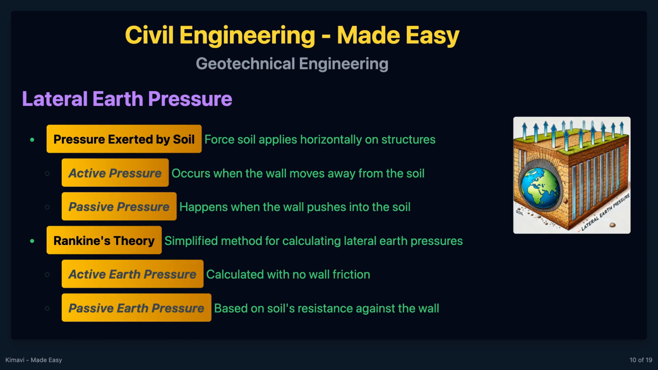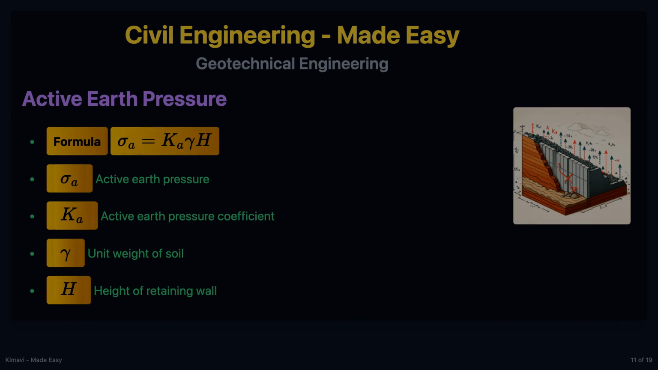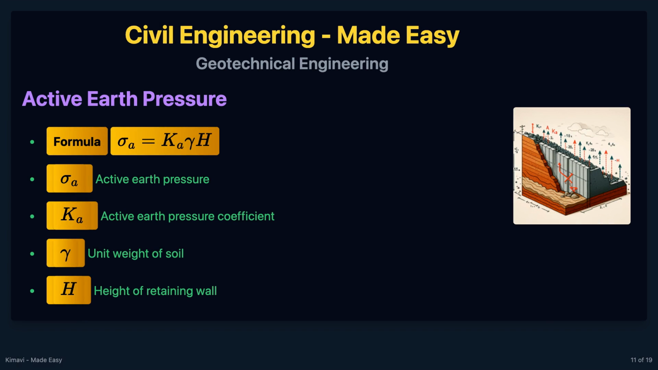The pressure exerted by the soil on a retaining wall is known as lateral earth pressure. It can be calculated using Rankine's theory for active and passive earth pressures. Active earth pressure can be calculated using the formula sigma A equals Ka gamma H, where sigma A is the active earth pressure, Ka is the active earth pressure coefficient, gamma is the unit weight of the soil, and H is the height of the retaining wall.